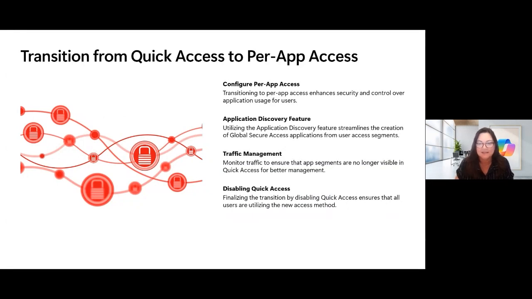Again, really trying to emphasize how important it is to plan to transition from quick access to per app access. It is the entire point of private access. Enabling VPN replacement using quick access is the important first step. It's how you can do this quickly.